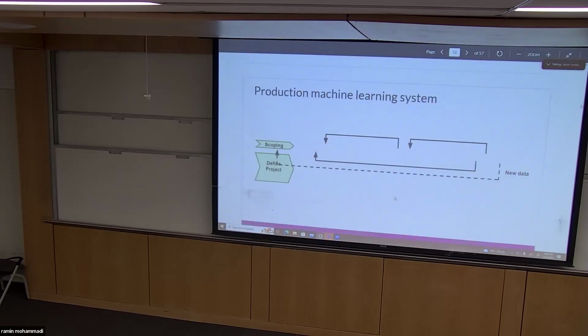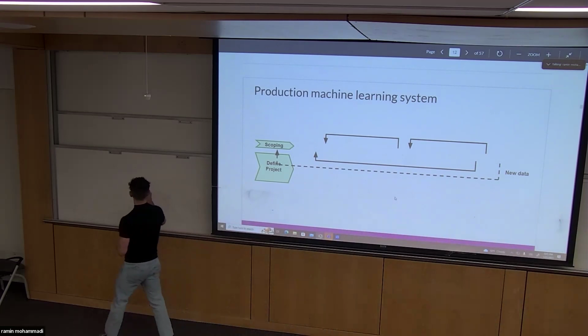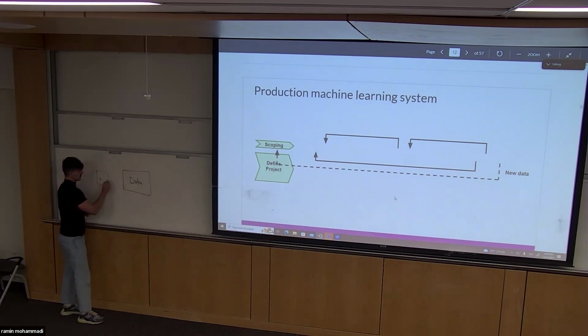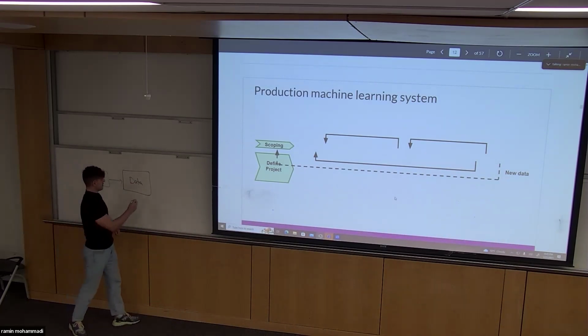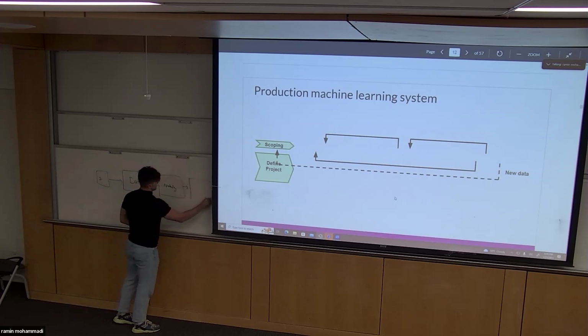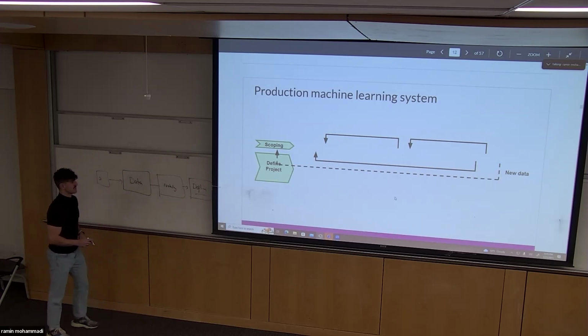Now, so we can complete this. Overall, what we have here is that we start with scoping, where you define a project. After the scoping comes the data. After the data comes modeling. And then you have deployment and monitoring. So this is basically four steps.